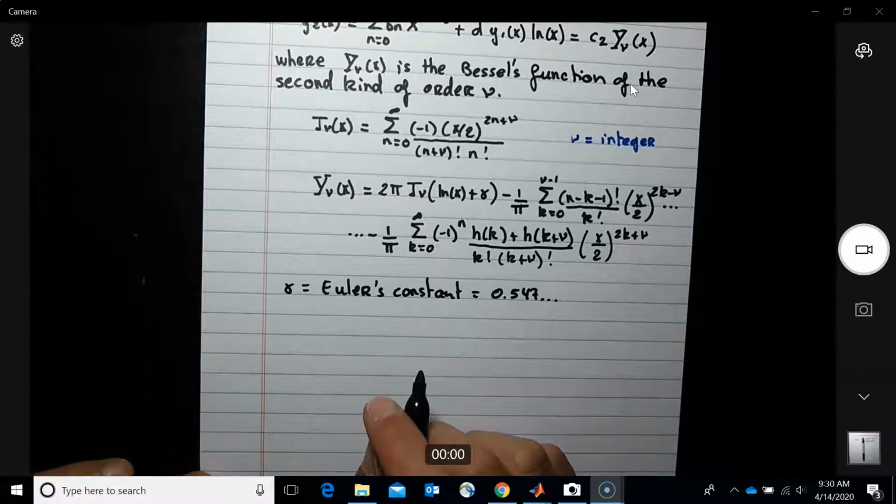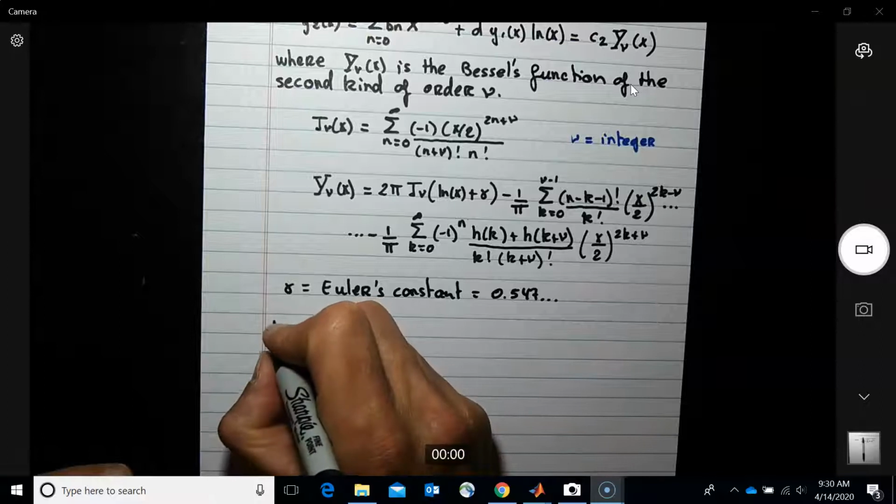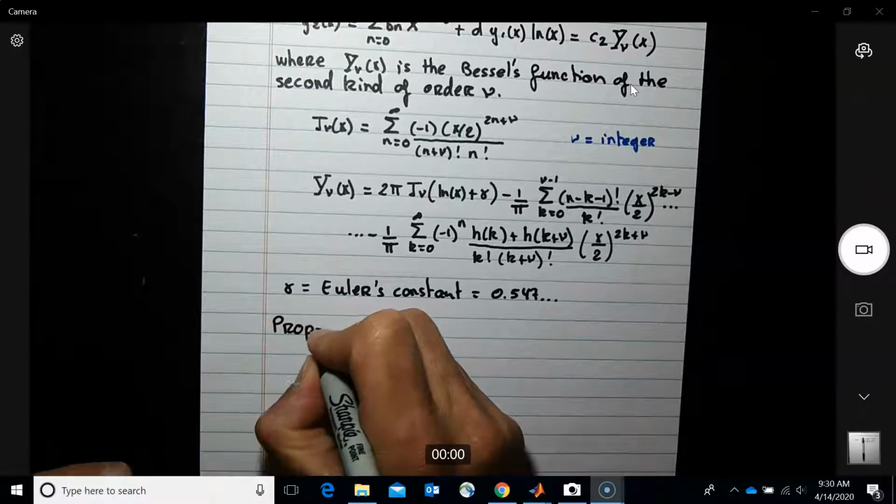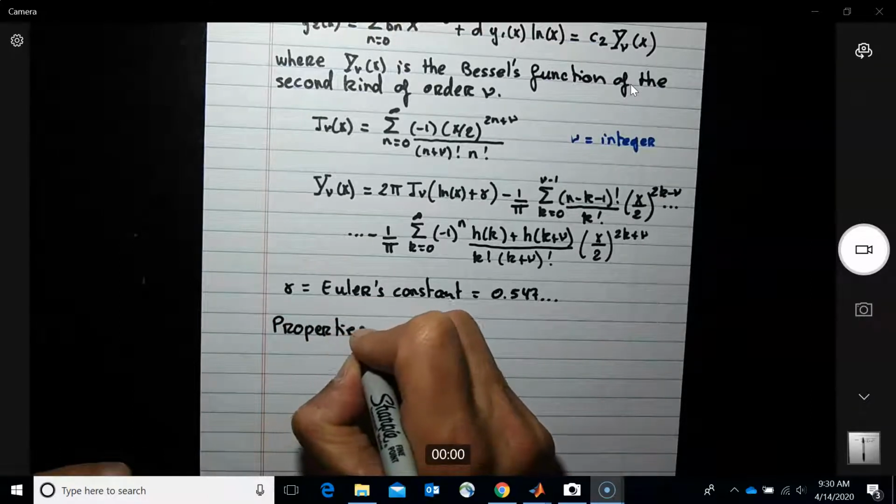All right. So now I'm going to give you again some properties of the Bessel function of the first kind.